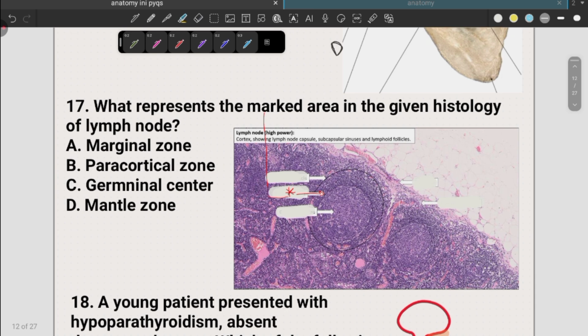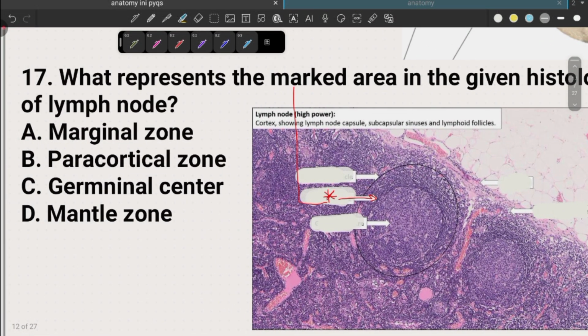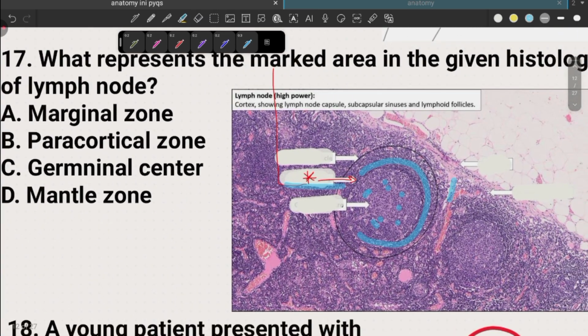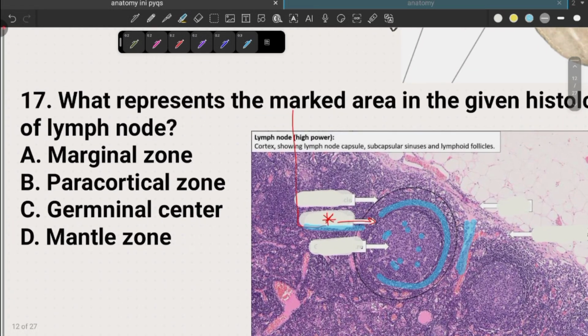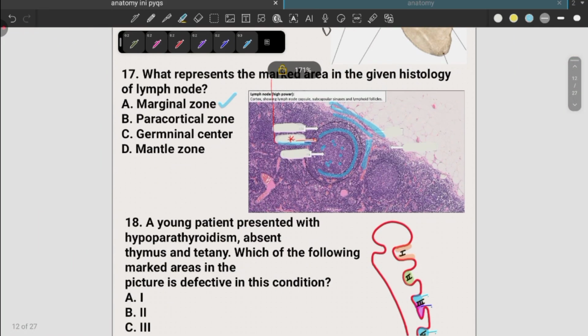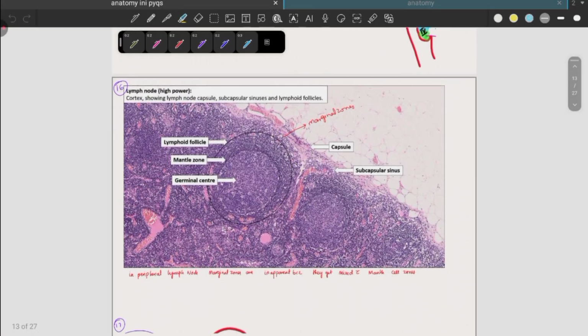What represents the marked area in the given histology? They have marked one place and they are asking what that is. This is the mantle zone. This is covering the germinal center. This is the paracortical zone, and this is the capsule. Below the capsule there is the subcapsular sinus, and below that there is a marginal zone, but it is always mixed, so we can't see the marginal zone.